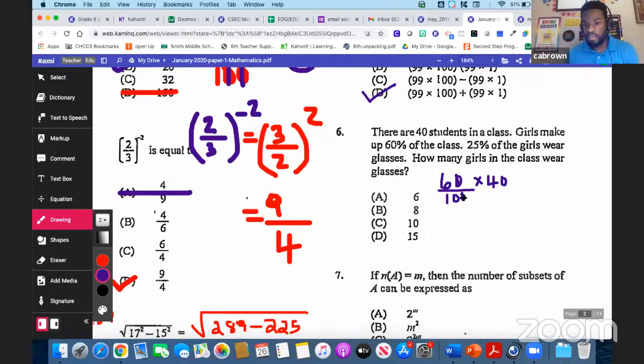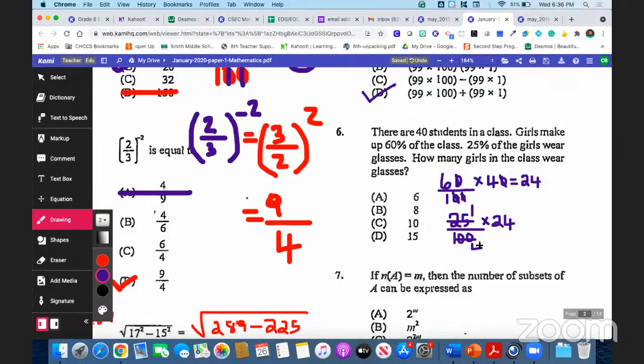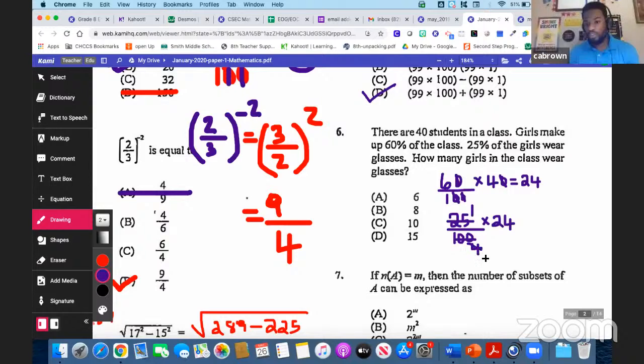I can take this here. This 0 can go. This 0 can go. So in truth and in fact, there are 24 girls. The second part of the question says 25% of the 24 girls wear glasses. So we're going to have to find 25% of this 24. And 25% is pretty much a quarter. A quarter of 24. Is it A, sir? Yes, a quarter of 24 is indeed 6, which is A.